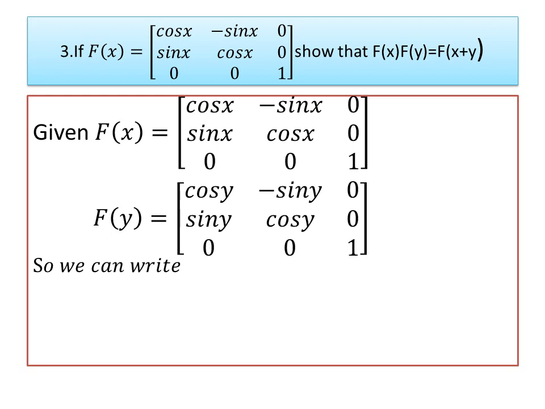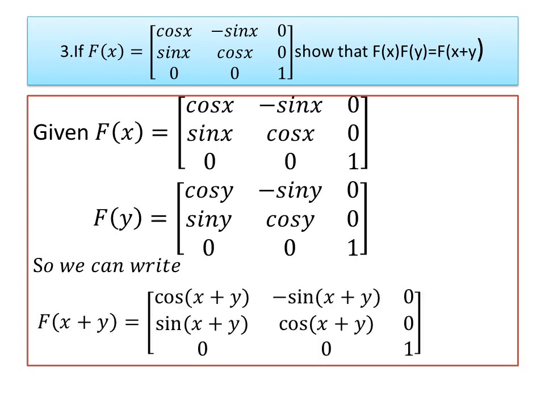Also, we can write the matrix f of x plus y in terms of elements x plus y. That is, f of x plus y is equal to cos x plus y minus sin x plus y 0, sin x plus y cos x plus y 0, 0, 0, 1, which is the RHS part we are going to take. So we'll take this equation as equation number 1.